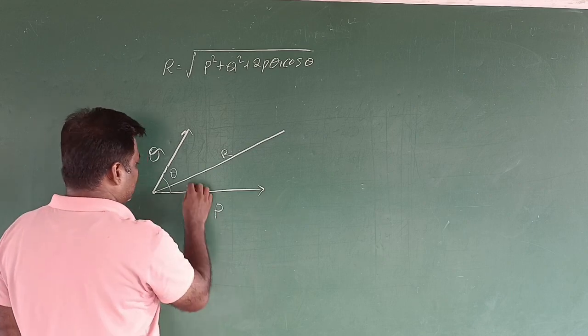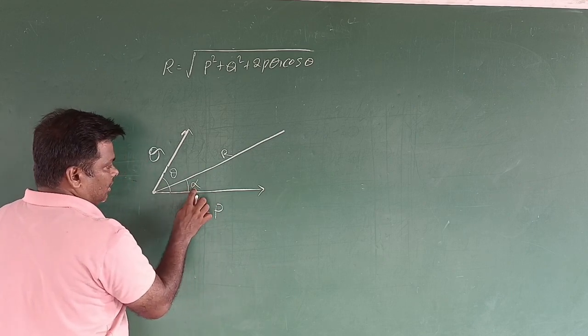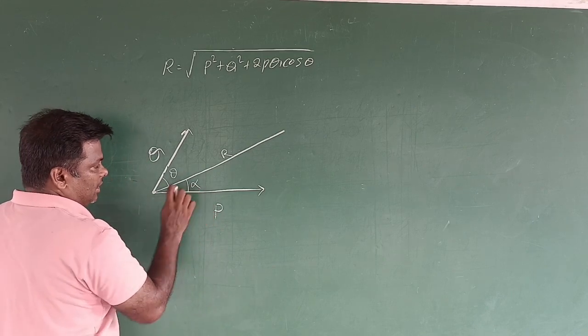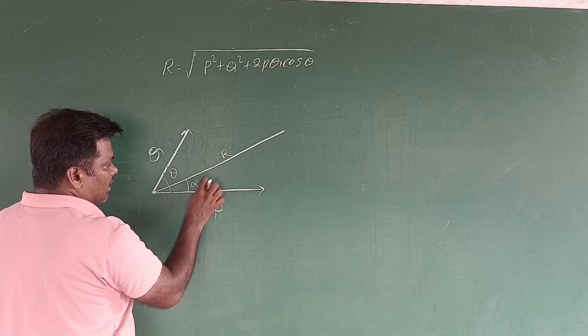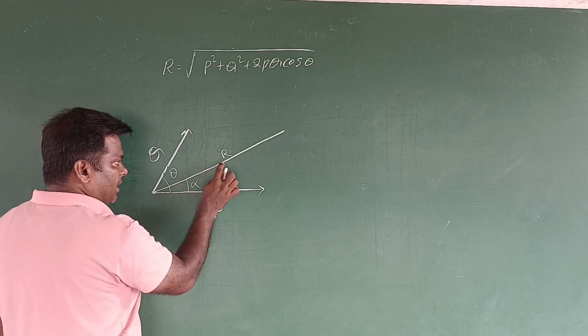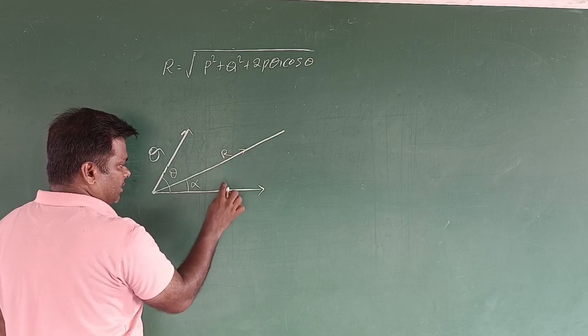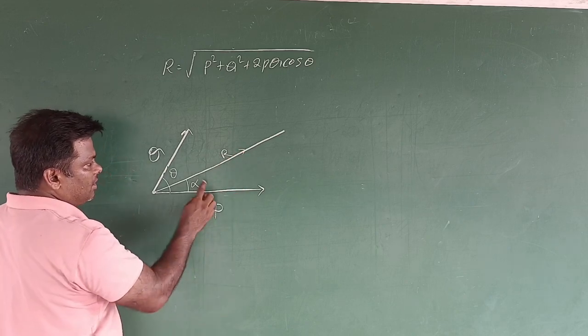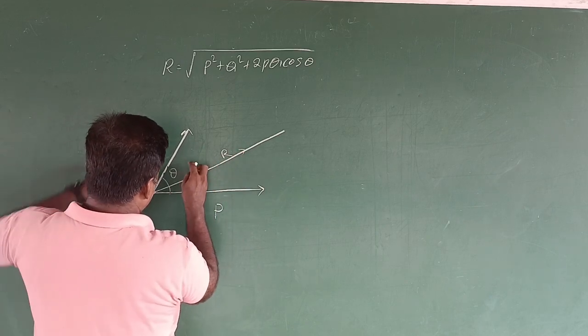In today's class, we are going to learn about this alpha. What is this alpha? Observe here. Alpha is the angle made by the resultant with the first vector. With the first vector.